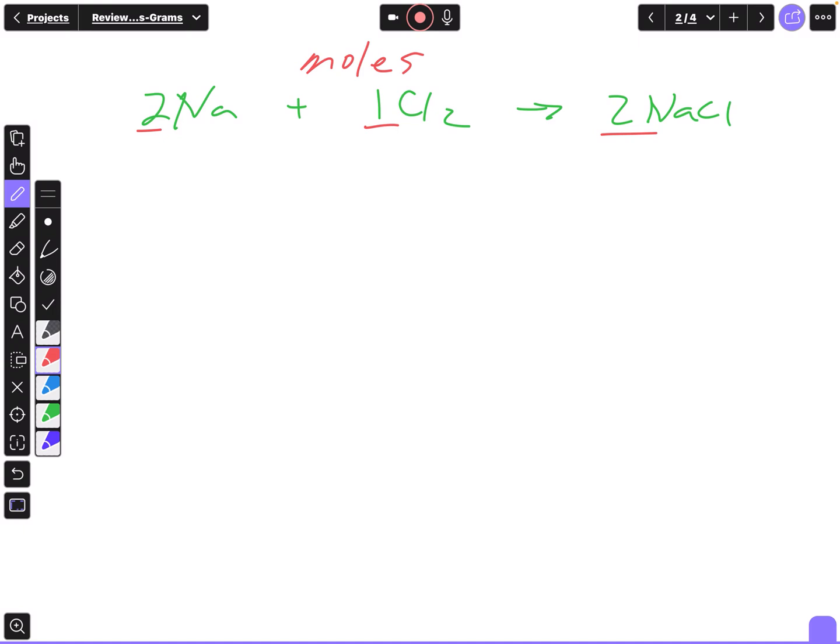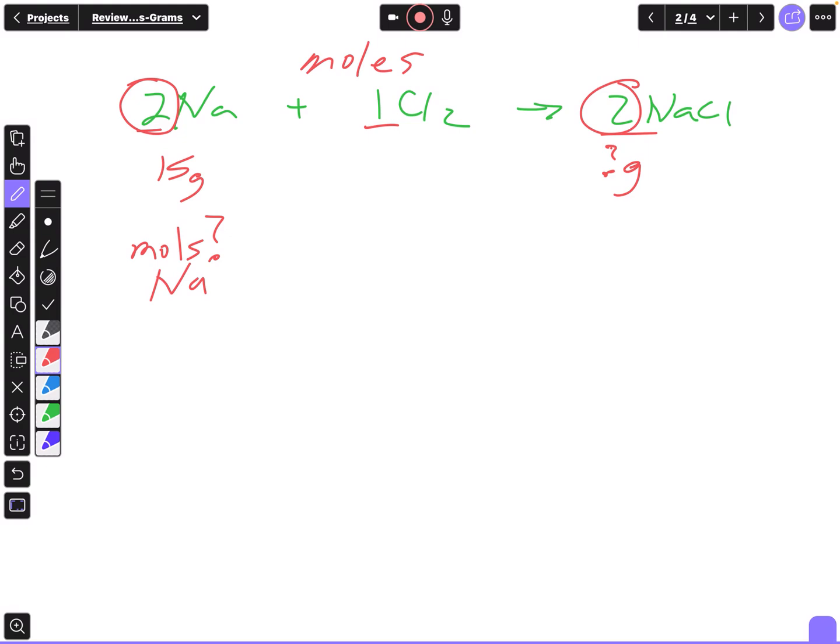Now, if I'm given grams in the beginning, say you have 15 grams of Na, how many grams of NaCl can be produced? I cannot do this with one step because what allows me to convert from Na to NaCl are these numbers here, and these numbers are in moles. So I have to be in moles of Na. If I'm given 15 grams, I have to find my moles of Na first. That's my first step.